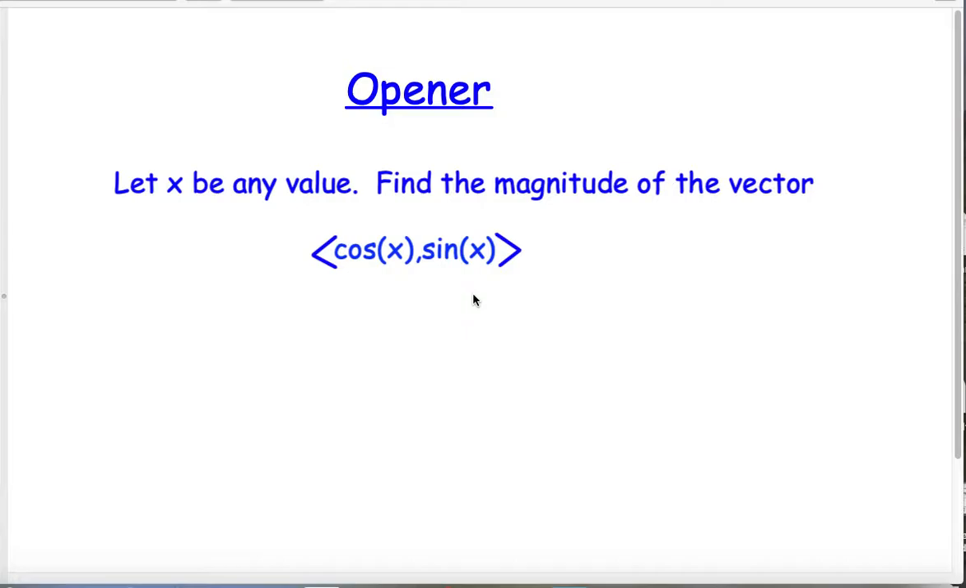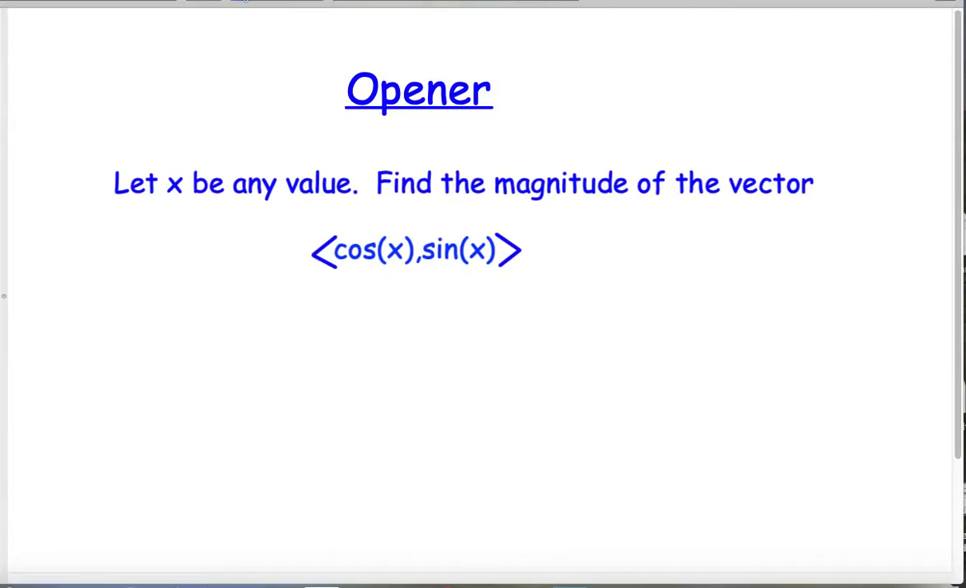Because when we see vectors, we usually think of seeing numbers. For example, if the opener was find the magnitude of this vector, that'd be easy. Answer is 5. So it'd be a good idea to probably hit pause and try and solve this, and then go ahead and see how we do this.